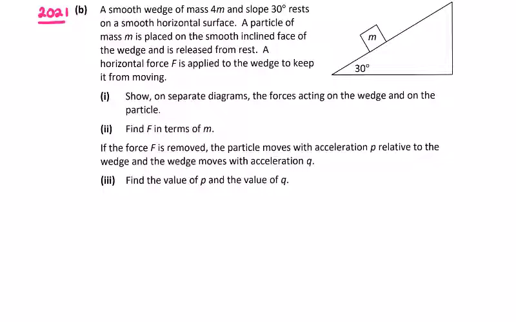This is 2021 question 4, connected particles, part B. A smooth wedge of mass 4m and slope 30 rests on a smooth horizontal surface. A particle of mass m is placed on the smooth inclined face and released from rest. A horizontal force F is applied to keep it from moving. Say it's here.